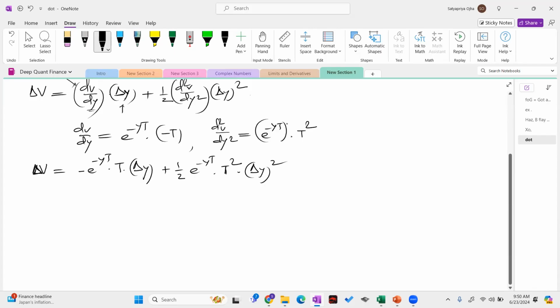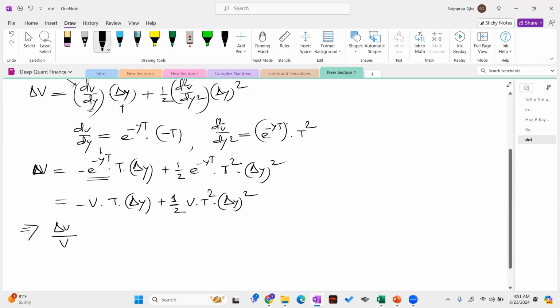This is the beauty of having exponentials because it keeps reoccurring. This e to the power minus yt is the original v. So minus v t delta y plus half v t square delta y square. I can take v to the other side, which gives me delta v by v is equal to minus t delta y plus half t square delta y square.